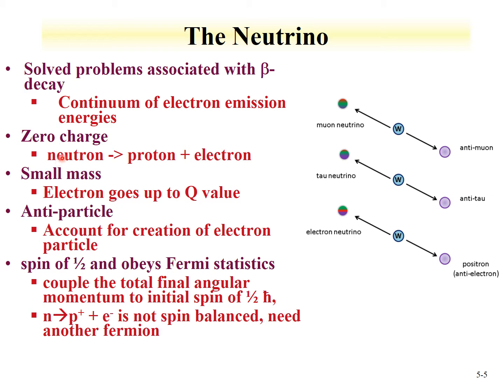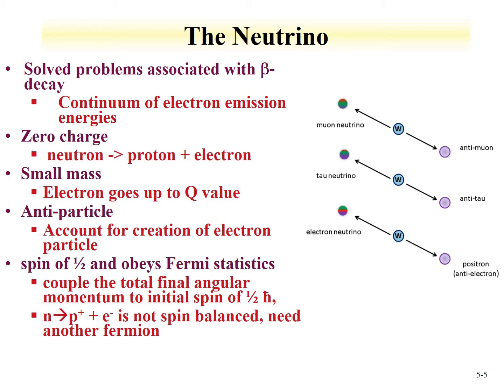For instance, if I convert a neutron into a proton and an electron, I have a charge balance. So whatever this particle is that is taking away some of the energy so that the electron that's emitted can have a range of energies, it can't have a charge. It also has a very small mass, because we see that the electron energy that's emitted from beta decay can actually go up to the Q value. So when we say small mass, we also mean possibly no mass.